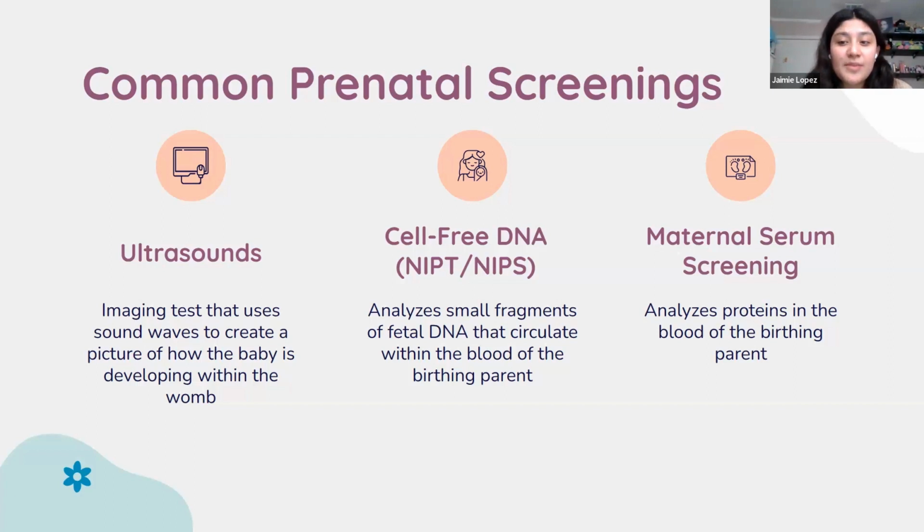Moving on to maternal serum screening, this screen analyzes proteins in the blood of the birthing parent. So this test is optional and is usually offered between weeks 15 and 22 of the pregnancy and helps determine the risk of the baby being born with a genetic condition, including Down syndrome and trisomy 18, as mentioned. To determine the risk estimate for the pregnancy, these protein measurements are combined with other information about the pregnancy, including how far along the patient is in the pregnancy, their weight, race, and diabetic status, and whether or not they are carrying twins or a single baby.